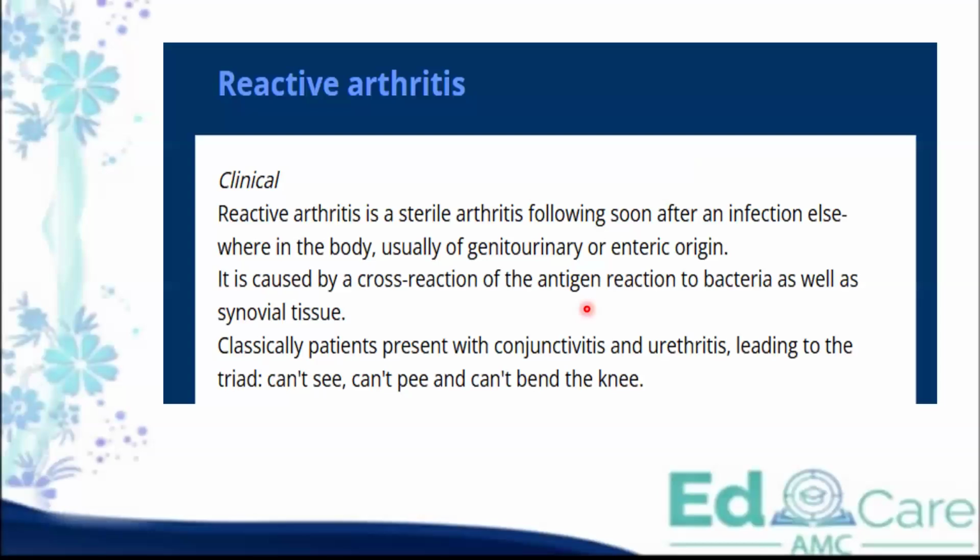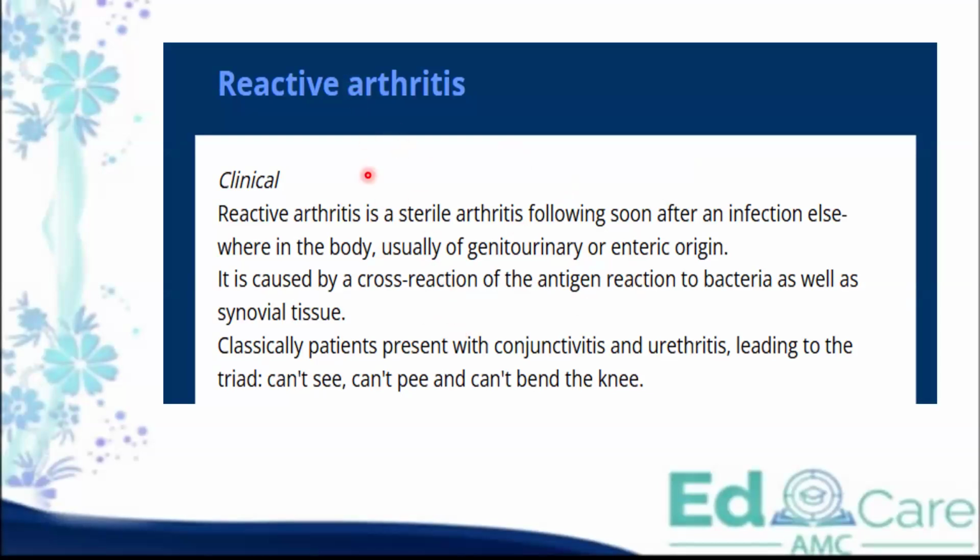So reactive arthritis, this is a sterile arthritis. So if you get a monoarthritis, even if it's sterile, then it's reactive arthritis, right? So it can come after an infection elsewhere in the body. That is, after a history of diarrhea, history of UTI, right? They can get arthritis at least 1 or 2 weeks after having diarrhea or UTI, right?